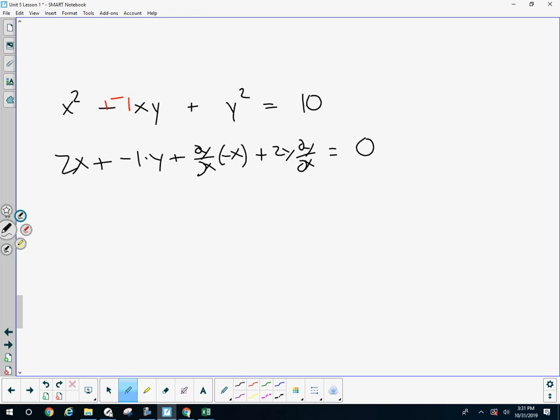All right, as opposed to my previous one, the example above, which just had 1 dy dx. It was easy. Subtract the 2x, divided by the 2y. I got 2.